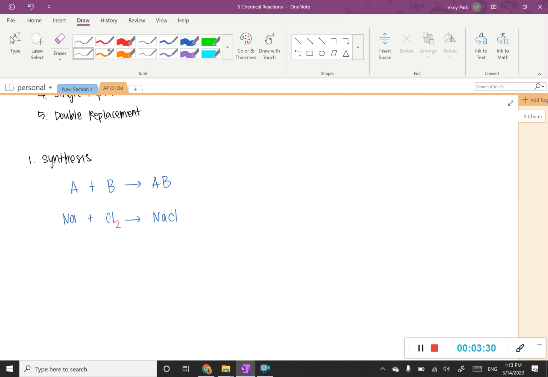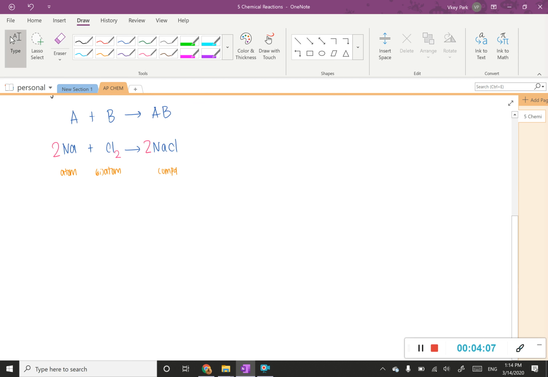Also, see that this is a sodium atom. This is also an atom because it's a diatomic molecule, right? And here we just created a compound. Now all we have to do is balance it out. We have 2 chlorines on the reactant side and only 1 on the product side, so I'm going to put a 2 there. By distributive property, sodium became 2, and now I put a 2 there. And that's it. Super easy, right? All right, so that is synthesis.